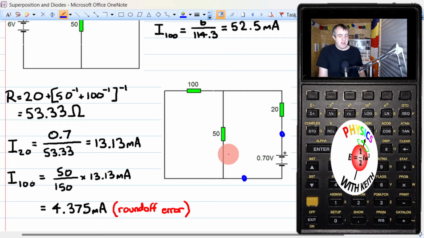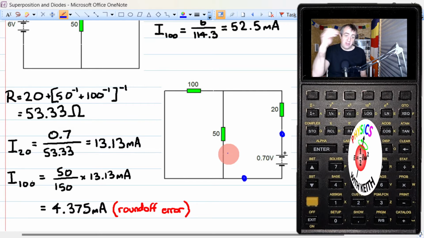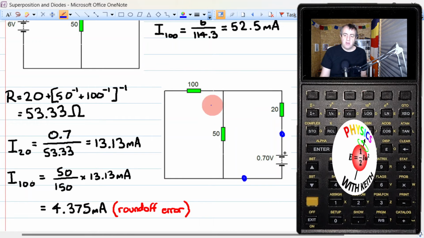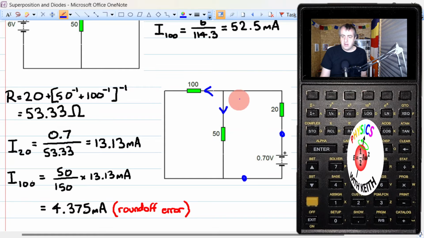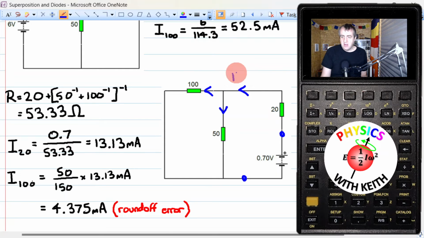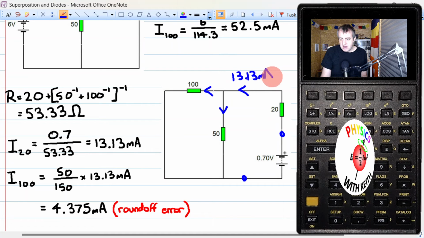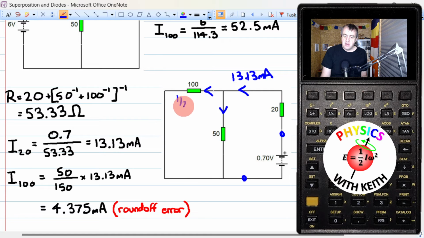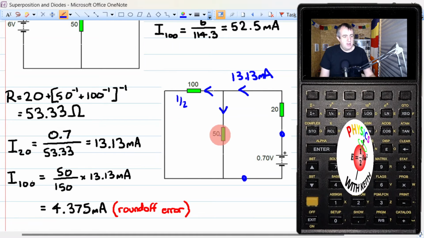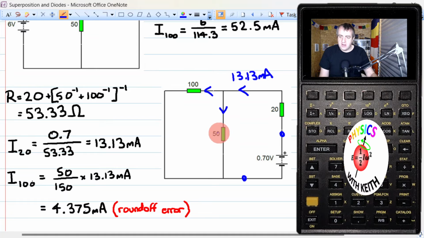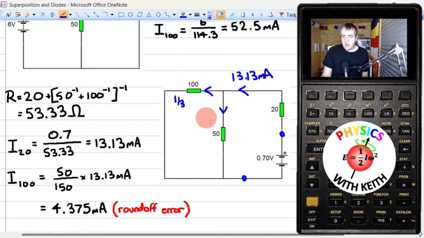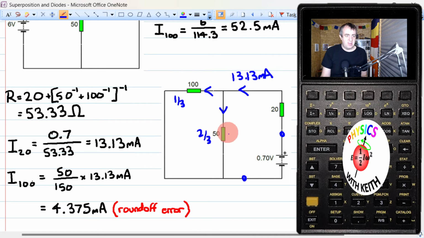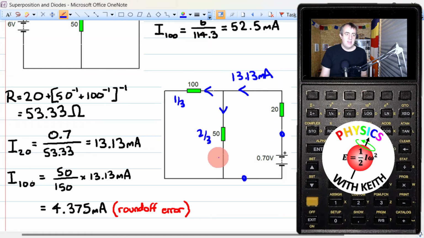Well, this is a current divider, and I looked at current dividers when I did superposition in the last video as well. So I'm not going to go into too much about how this works, but it's quite straightforward to work out. If you know the current through this part here, 13.13 milliamps, then you know there's going to be half as much current through this branch as there is through this branch. In other words, of the total current, this one is going to get 1/3 and this one is going to get 2/3 of the total current, because this one's got twice the resistance of this, it gets half the current of this, so there we go.